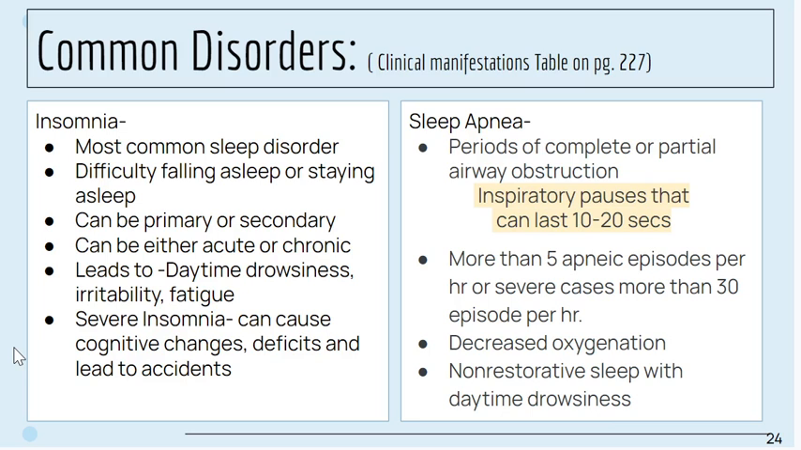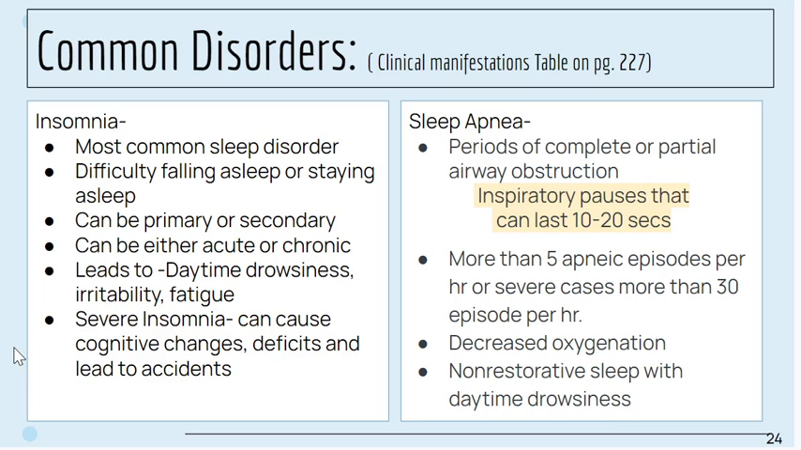Okay, so there is no table number. It is just that giant table that says clinical manifestations. So remember, we are mostly just focusing on insomnia and sleep apnea as you are reviewing that chapter. So we're going to look first at insomnia here.